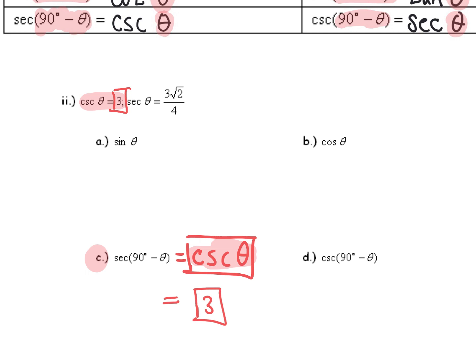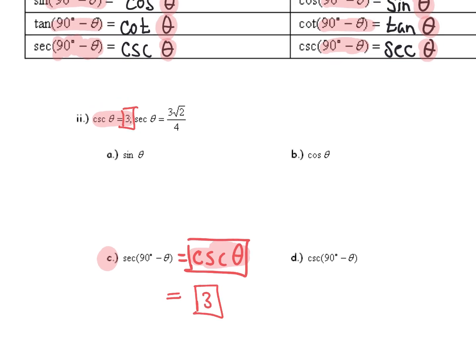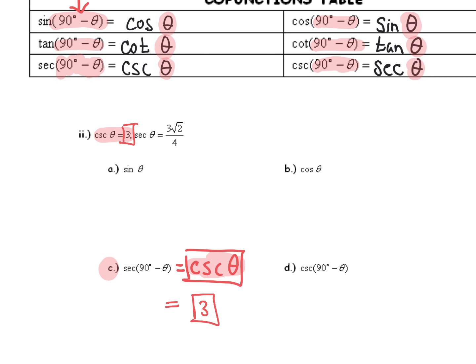This time around, they're asking me what is the cosecant of 90 minus theta. So I just look at my chart. And I actually see it up there. The cosecant of 90 minus theta, you'll have to have this memorized at some point. But for now, if you look at the chart that we filled out yesterday, the cosecant of 90 minus theta is equal to the secant of theta. So that's step one. Figure out what the problem is actually equal to.